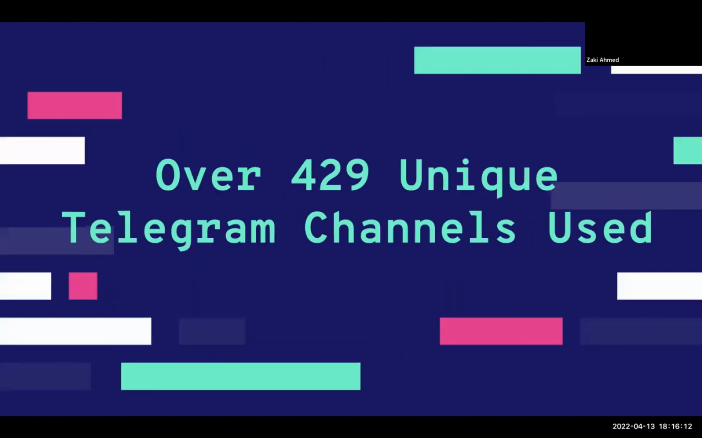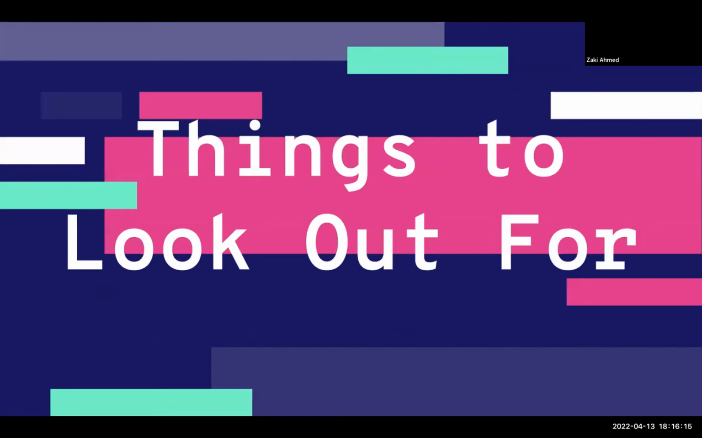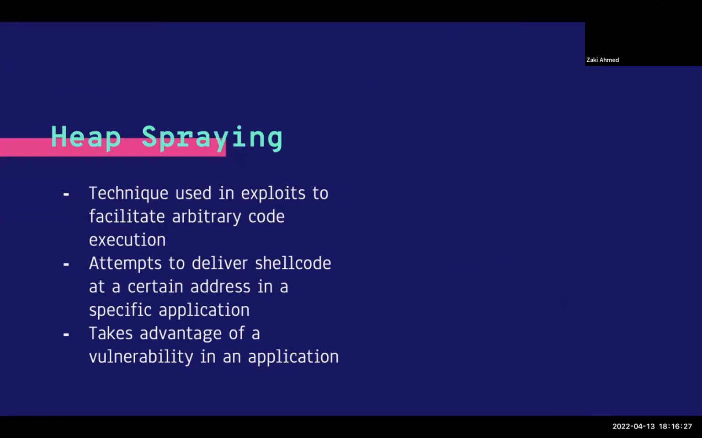There are tons of different things that can be looked out for in this specific malware campaign, along with in-network traffic that I think is kind of unique because you don't run into some of these every day. But heap spraying, for example, is a technique used in exploits to facilitate arbitrary code execution and attempts to deliver shellcode at a certain address in a specific application and takes advantage of the vulnerability in the application. If you're seeing a packet that has just raw, unencoded, unencrypted bytes that are being used for heap spraying, it's most likely targeting something that's being hosted online so that it can actually try to get a remote shell on it potentially.